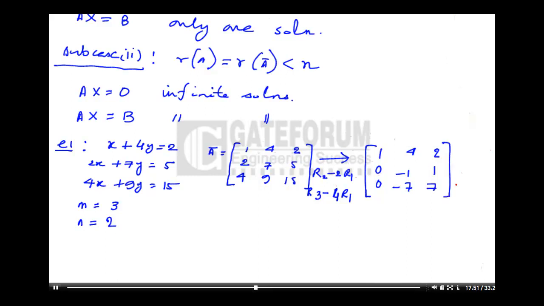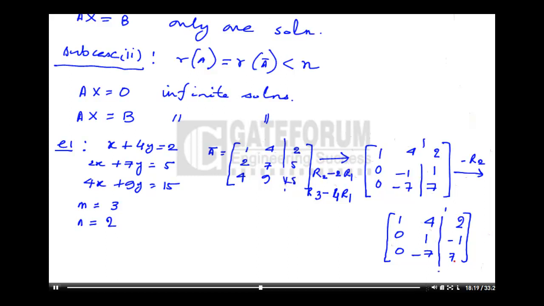Next, we apply another row operation, that is minus R2, that is we are multiplying the elements of row 2 by minus 1, and we are getting this as 1, 0, 0, 4, 1, minus 7, 2, minus 1, 7. Put a bar here that will differentiate the rank of the coefficient matrix and the rank of the augmented matrix.